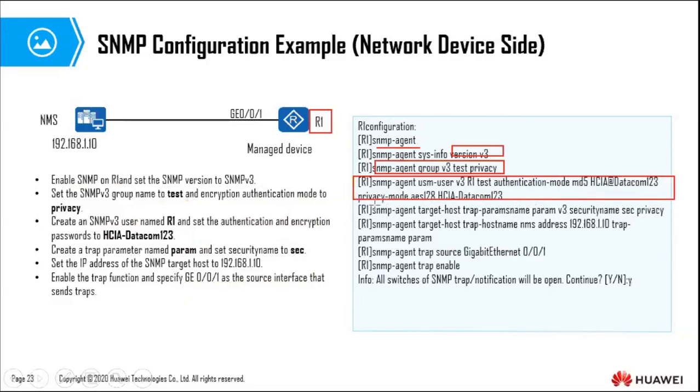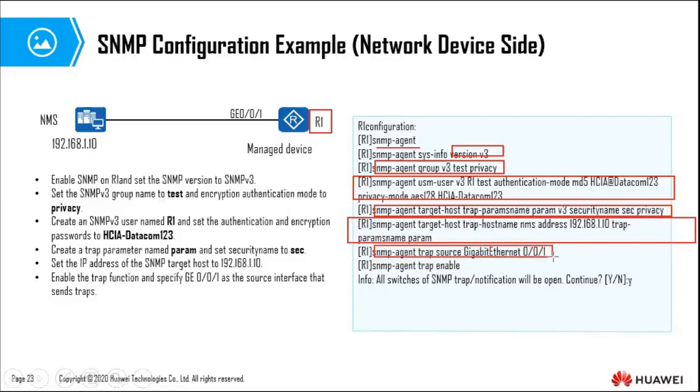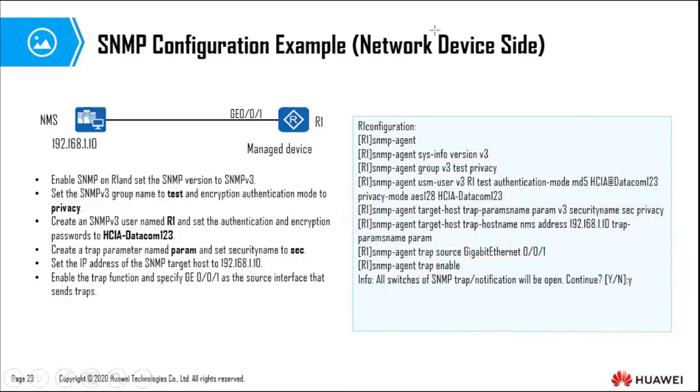Then after that, we can specify the security name and the password again. Then we can specify the NMS address using that command. Then we can specify the source address, trap source address. Then we can enable traps using this command, SNMP agent trap enable. So it's going to ask us, do you want to do this? Yes, Y, and then enter. Okay.